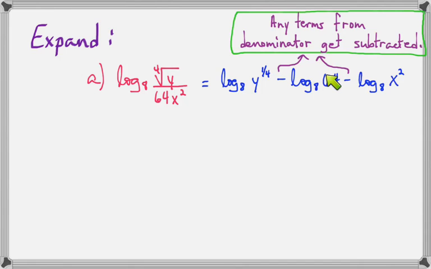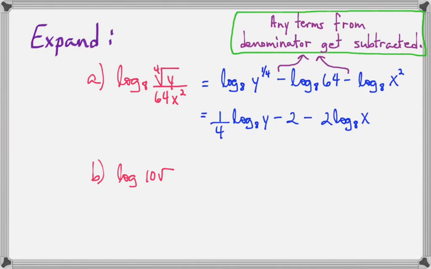So any terms that come from the denominator get subtracted. That's very important. Okay, now all I've done here is taken the 1/4 and moved it to the front as a coefficient. On the middle term, log base 8 of 64, it just so happens that 64 is a power of 8. So what is the power of 8 that creates 64? And that would be 2. On the third term, all we can do is take the 2 and move it to the front.